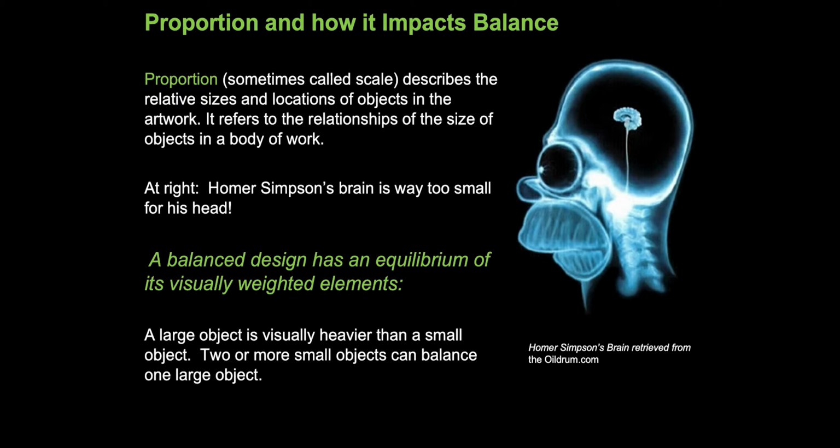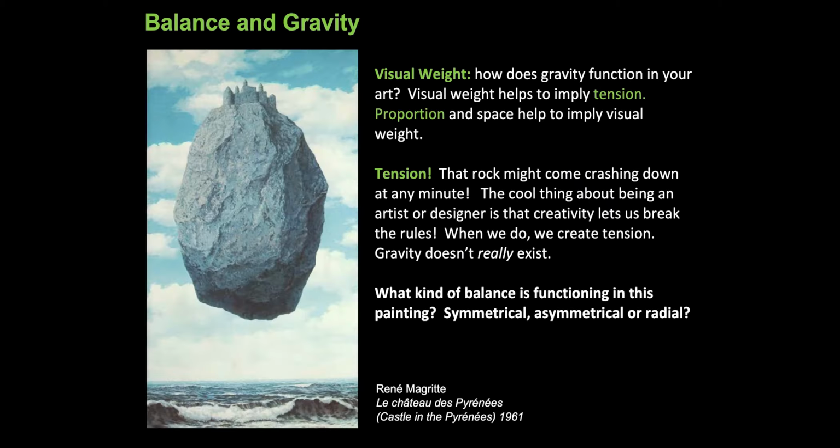A big shape tends to be heavier. Now, it might vary with color, with texture. You know, a lot of things can change that equation, but large objects typically will be visually heavier. 2 or more small objects might balance one large object. Where an object is in your composition, how high or how low it is in the composition, has a huge effect, I think, on the feeling of gravity or its visual weight, right?